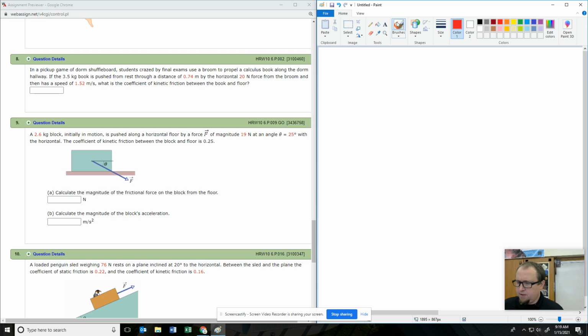So I'm going to use VF squared equals V initial squared plus 2A delta x. So 1.52 squared equals 0 squared plus 2A times 0.74. Solve for A: 1.52 squared divided by 2, divided by 0.74, is 1.56. Now, we're going to use that. I know the acceleration is 1.56.